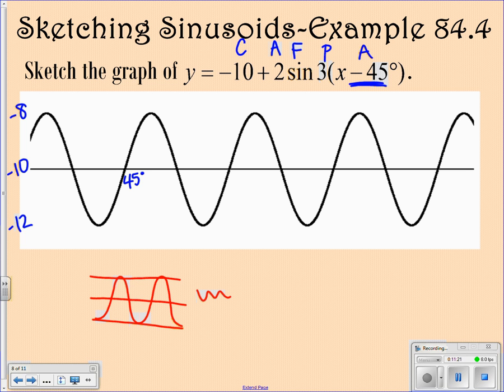Now we have to deal with that 3. What that 3 means, we take 360 and divide it by 3, and we get 120. That means that going from this point over to this point is 120 degrees. So 45 plus 120 is 165. And so that means that our period is 120 degrees. And now all we need to do is fill in these points here, okay?